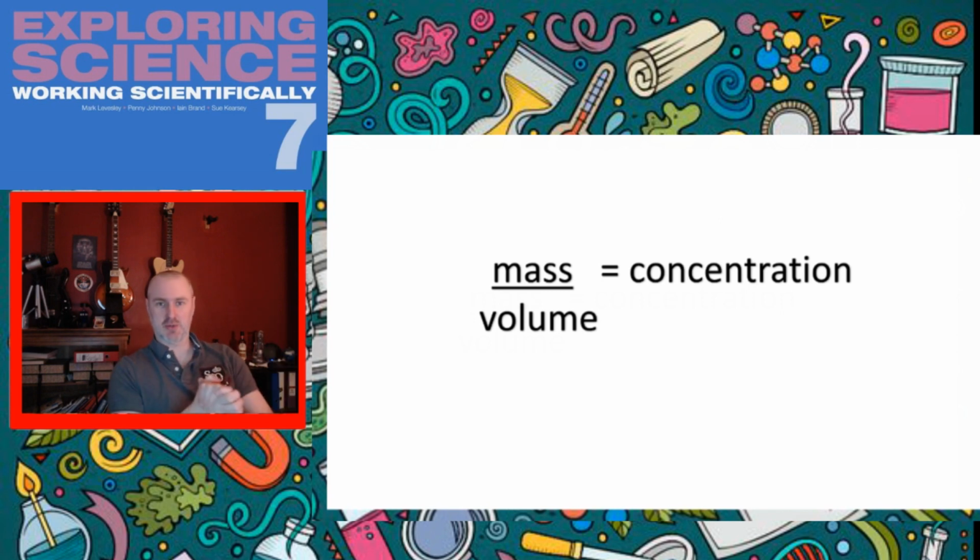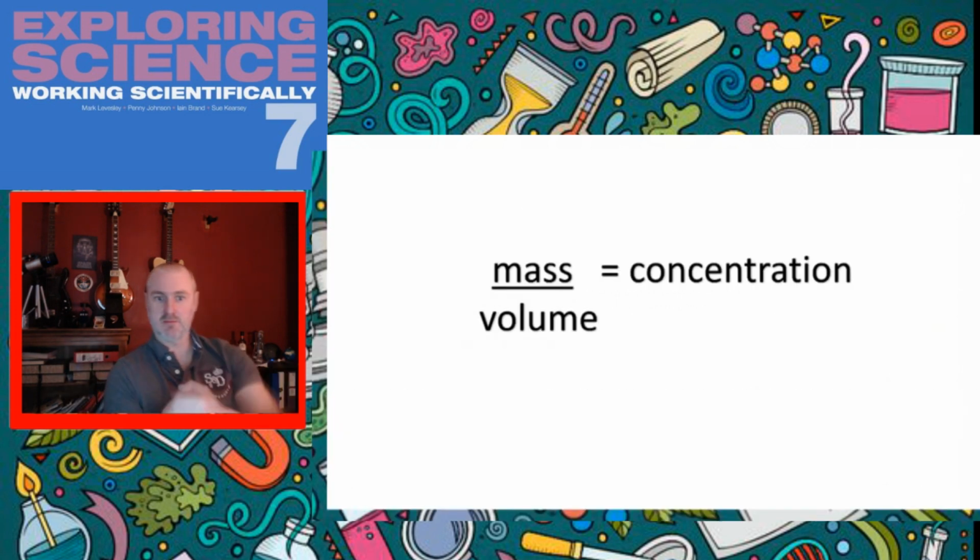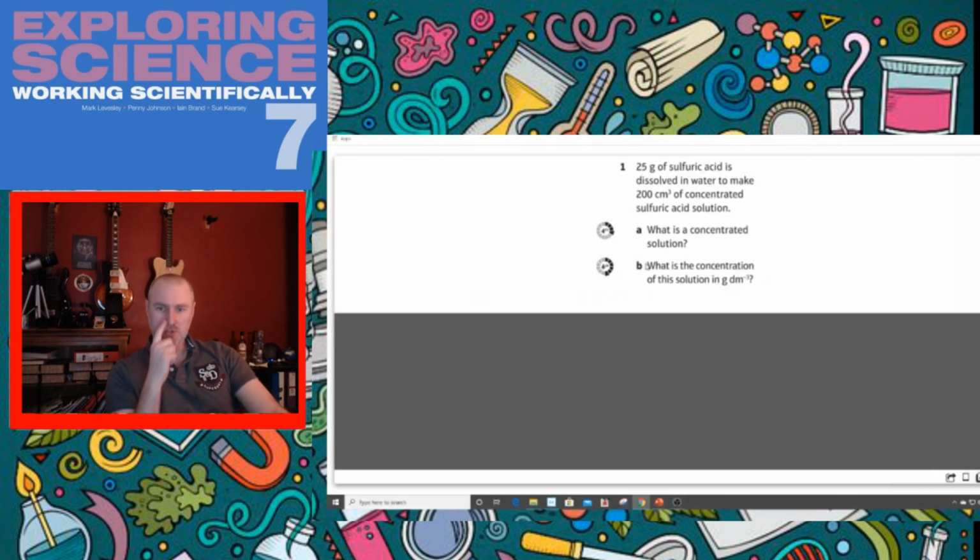Easy peasy, lemon squeezy. So I can go back to the question and I can say, well, my mass that I've been given, the mass of solid that's going to dissolve, is 25 grams. And the volume is 200 centimetre cubed. So I could say 25 divided by 200.